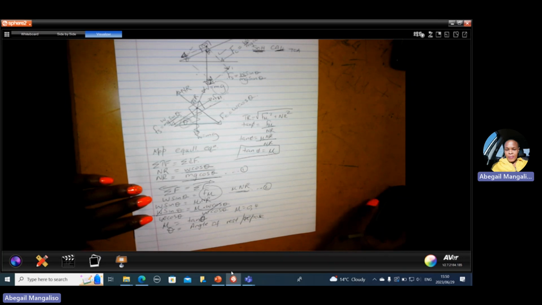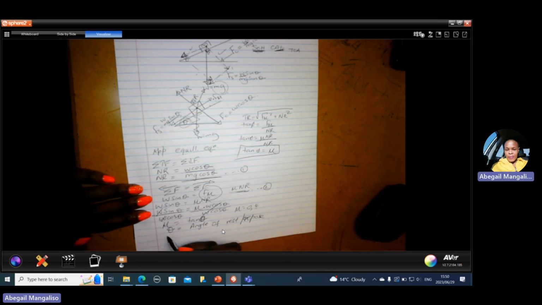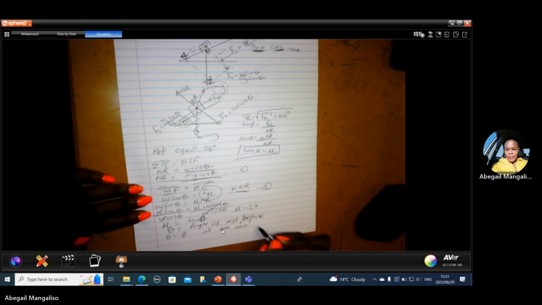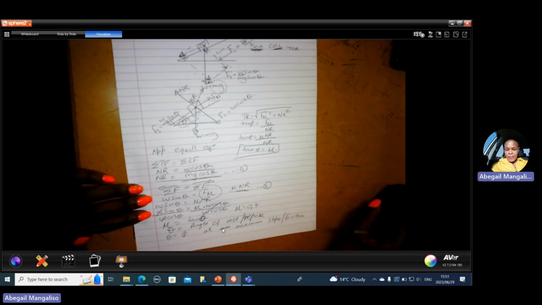When you define it, it is the greatest angle of slope that can be reached before an object can slide down on its own. At that point, it means that the friction is maximum. So these two angles, theta and phi, will be equal at maximum slope, or when the friction is maximum. The two angles will be the same.